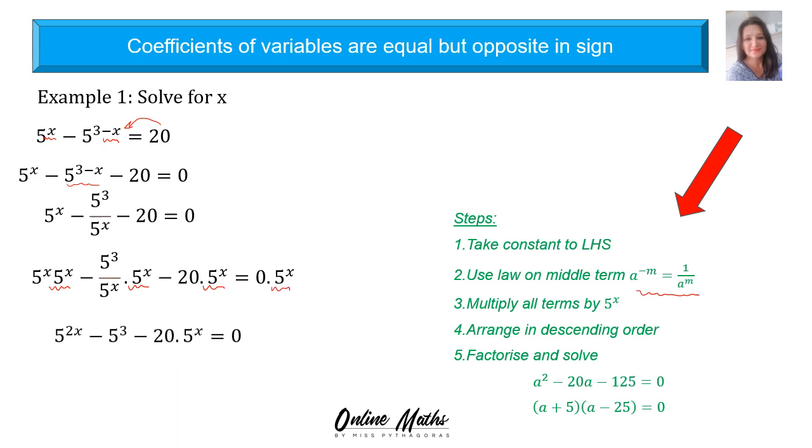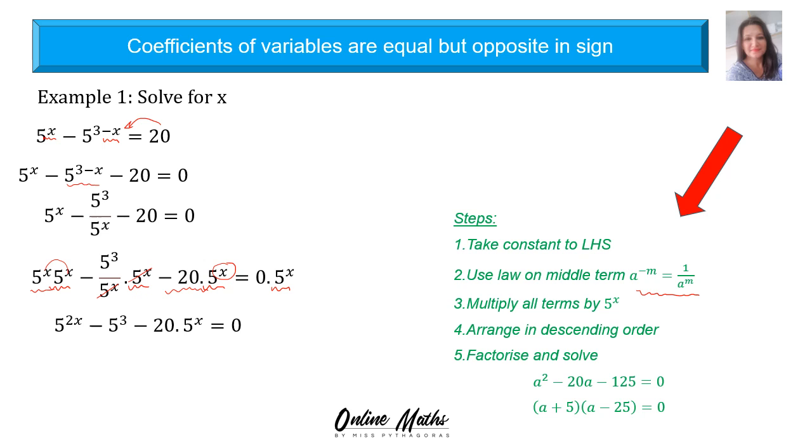Then here 5 to the x times 5 to the x is 5 to the 2x. When you multiply, you add exponents. And then the second term, the 5 to the x and the 5 to the x will cancel. And then on this one, minus 20 times 5 to the x, there's nothing you can do there because you can't add them because of that x. And then 0 times 5 to the x is just 0.